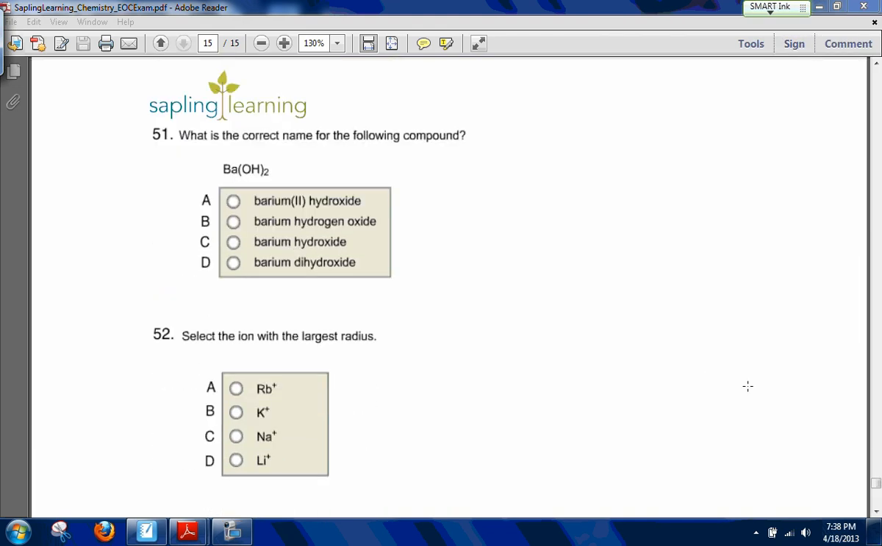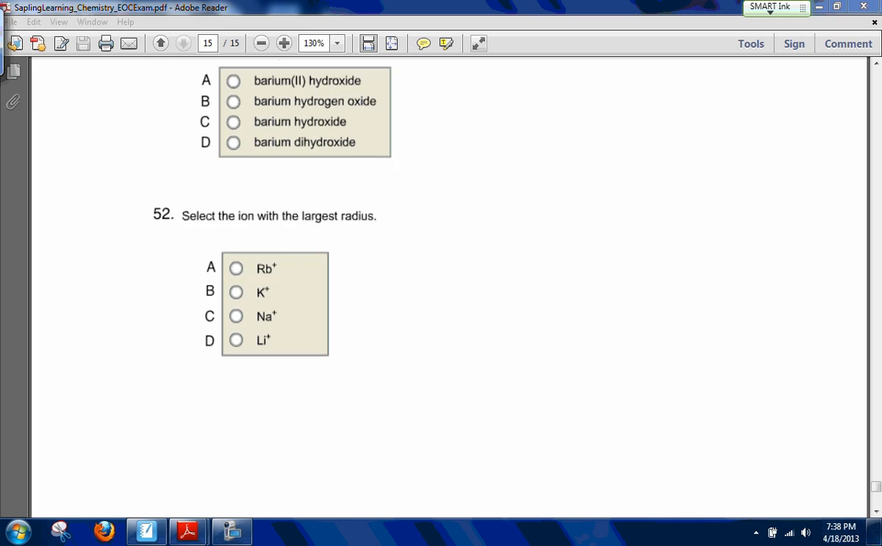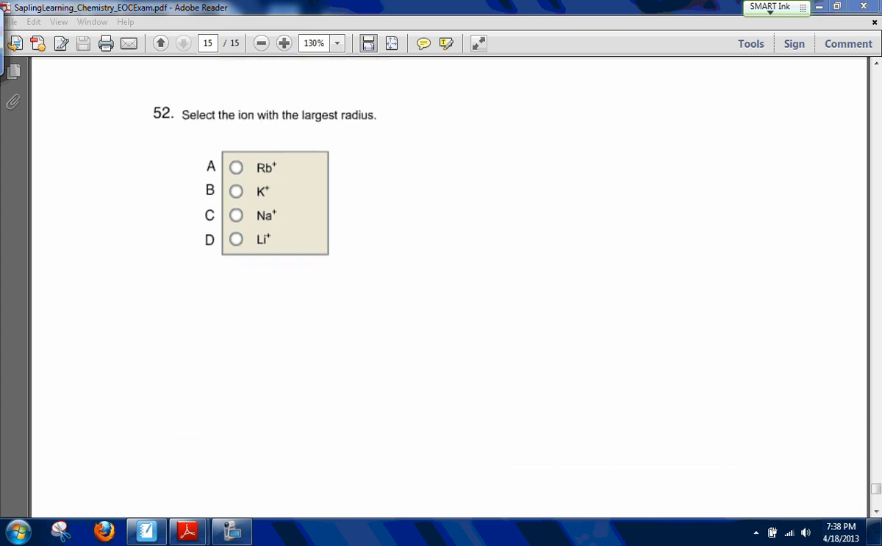Oh, nice easy one. What is the correct name for the compound with barium and hydroxide in it? It's going to be C, barium hydroxide. And finally, select the ion with the largest radius. And remember, radius increases as you move down in a group. So the largest ion is going to come from rubidium.